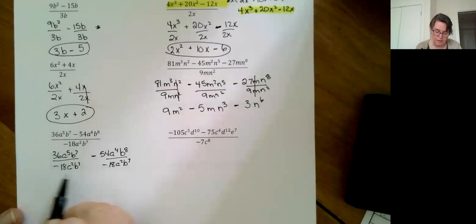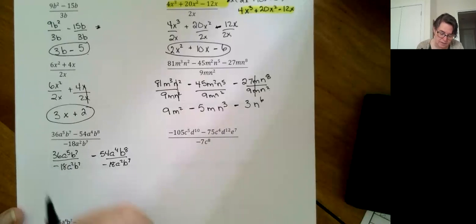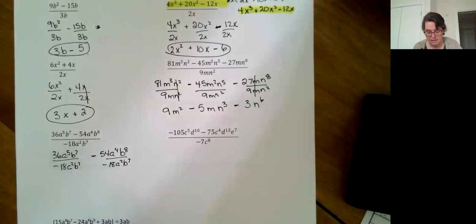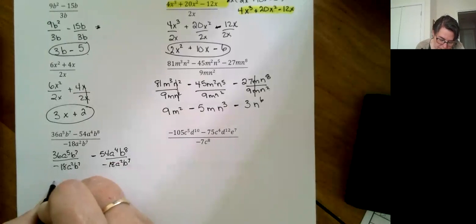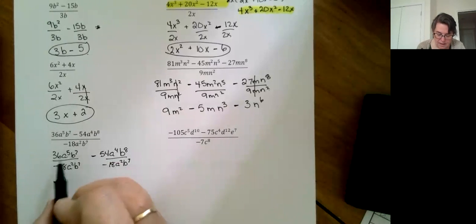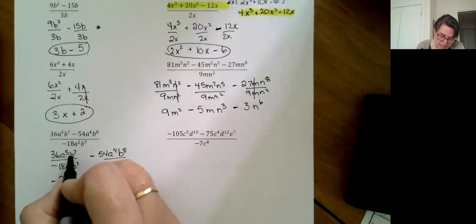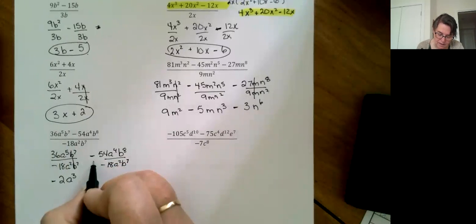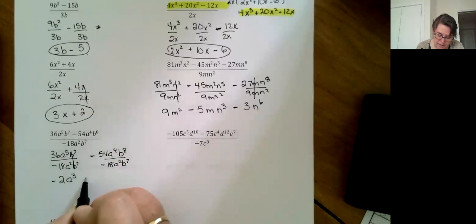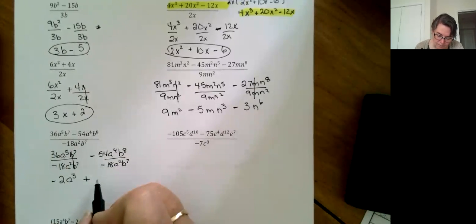Now, notice I got to bring the negative down here too. So 36 divided by 18 should be 2, negative 2. a to the 5 divided by a squared is a cubed. And b to the 7 divided by b to the 7, that's just going to cancel out. A negative divided by another negative gives me a positive.